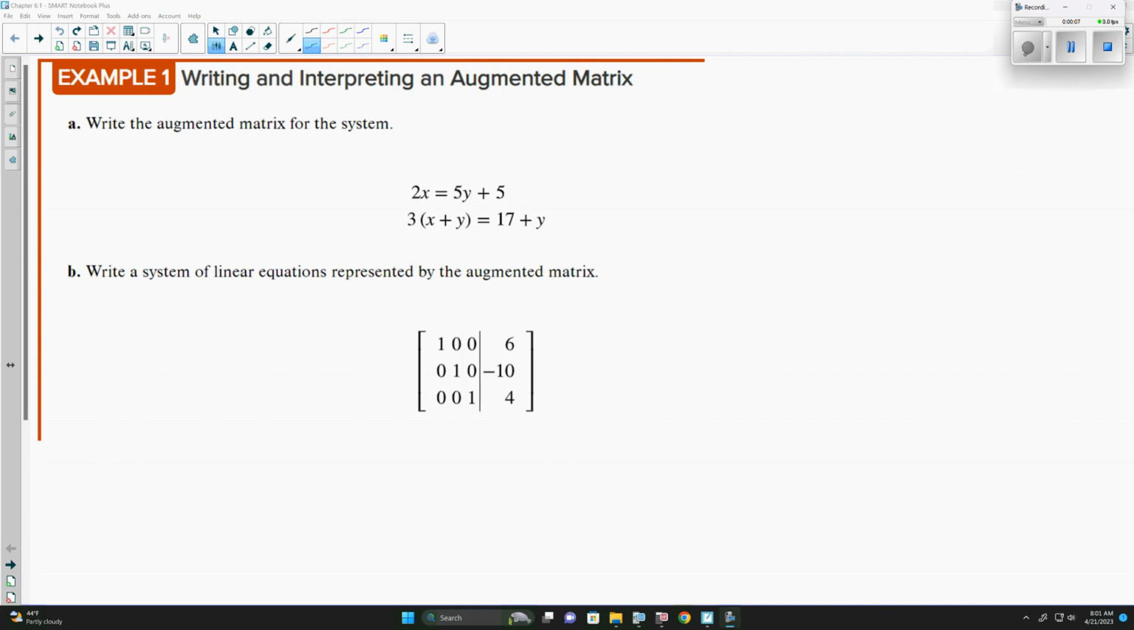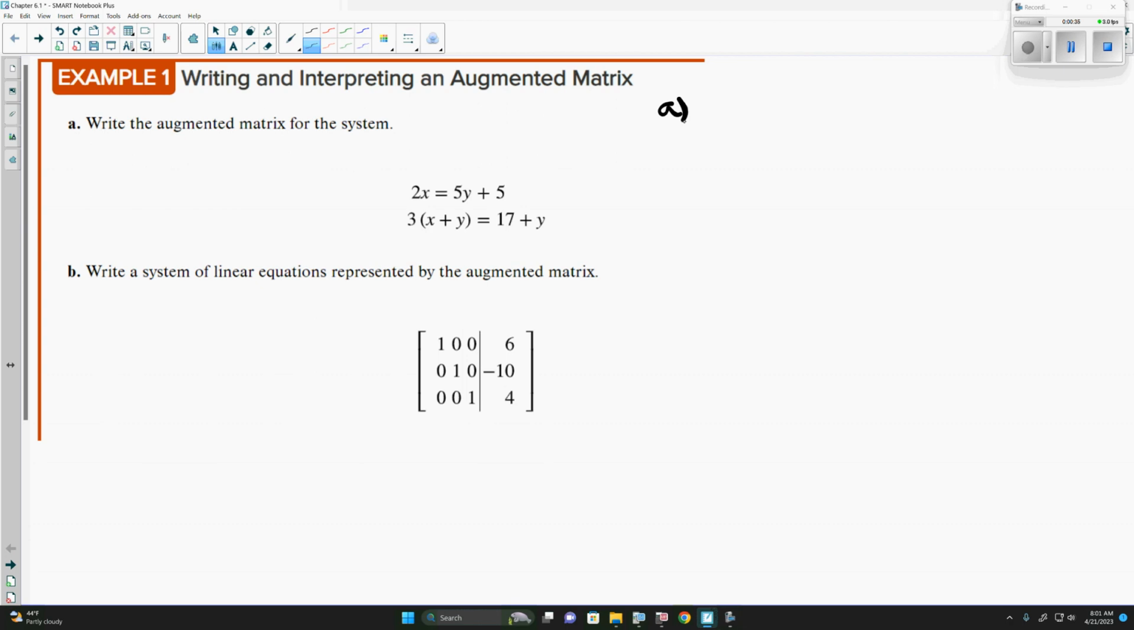Alright, guys. So what we're doing today in most of this chapter 6 is going to be dealing with matrices and revolving around matrices. Now, the first thing we're going to talk about is writing and interpreting augmented matrices. So for the first one here, we're going to write this as an augmented matrix. To do that, we need the x and y on the same side and the constant terms on the other. So we can write this out to the side.